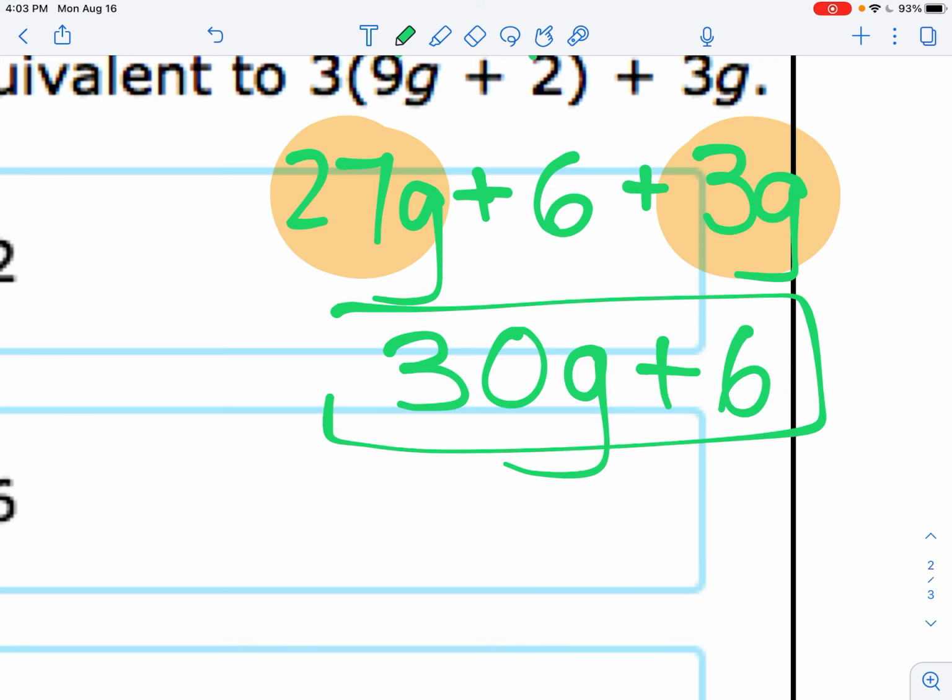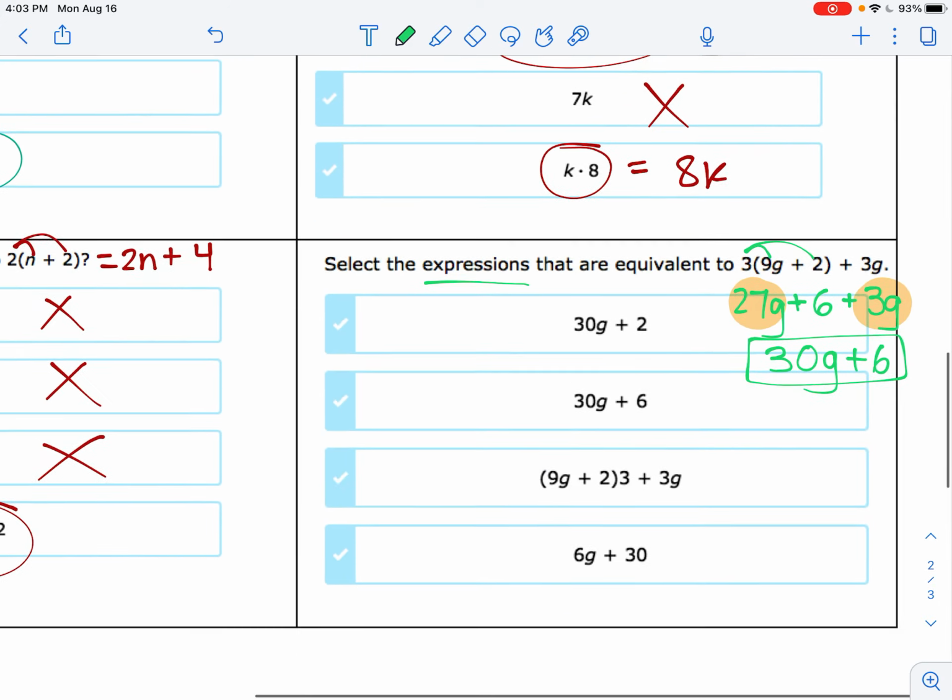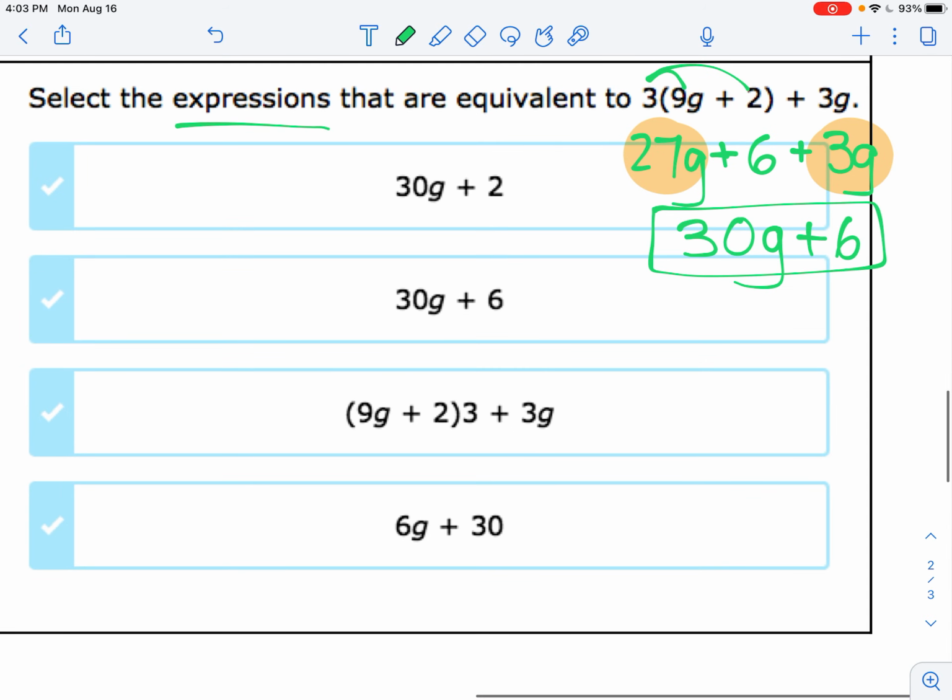Now how do I know I'm done? No more like terms, right? 30G and 6 do not combine. I already see that off the bat right here, so I'm just going to circle that. This first one is not equivalent, right? 2 is not equal to 6.